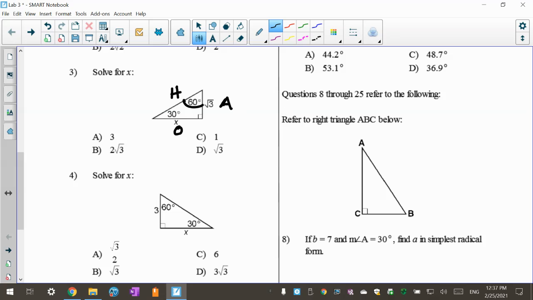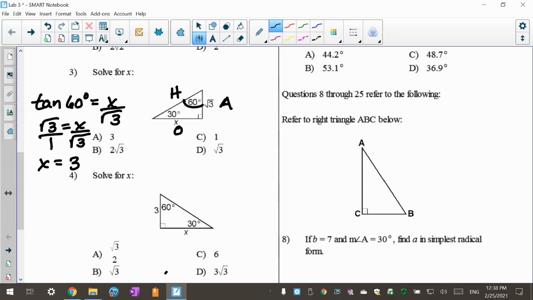So I have something by the O and the A, so this is going to be tangent, okay? So the tangent of 60 degrees is going to be x, because we're looking for that, all over radical 3. I know that the tangent of 60 degrees is radical 3 equals x over radical 3. Now I'm going to cross multiply. X is going to be just 3, because radical 3 times radical 3 is 3. So that's choice A. All right, so you're going to go through and do all these.